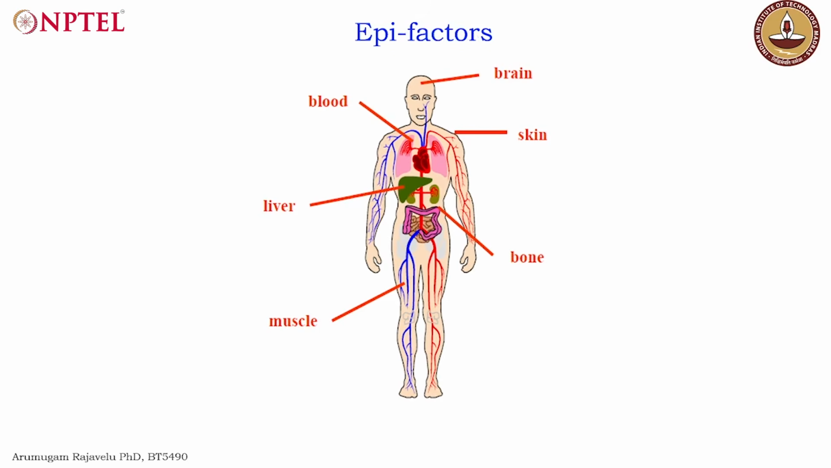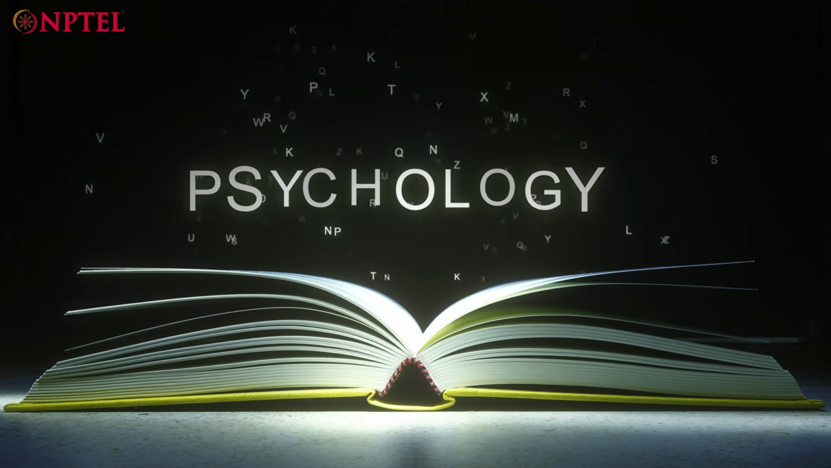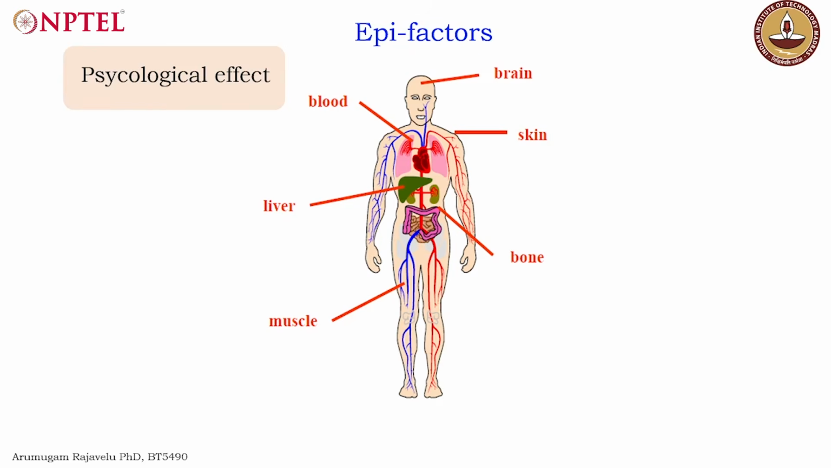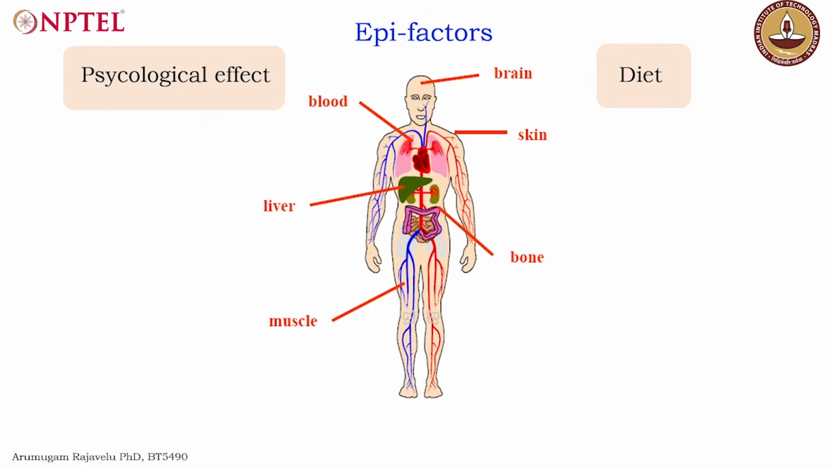Let's look at what are the epigenetic or environmental players which can influence the differential epigenetic modifications that result in gene activity. The psychological effect, I would consider, is one of the significant epifactors which can influence neural development and so on. Food is a very important epifactor. In recent research, food is known to strongly influence the host epigenome.